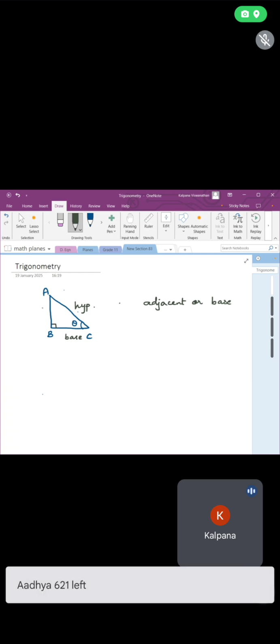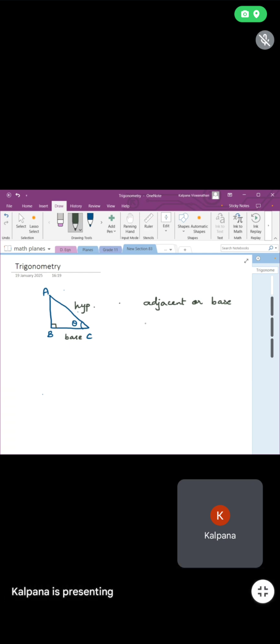Now this AB is called what? Perpendicular. The other word? Opposite. Opposite or perpendicular. So each school uses different names. So this is called opposite or perpendicular. I'll just write the symbol for it. So now based on this triangle, we are going to find all the trigonometric ratios.